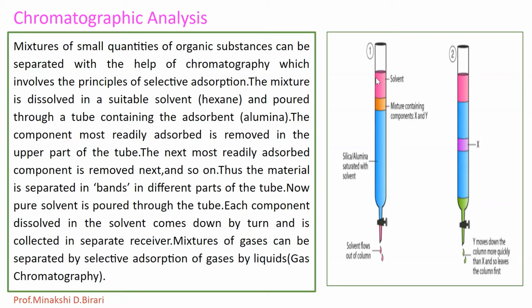Here, the mixture is dissolved in a suitable solvent, for example hexane, and poured through a tube containing adsorbent, that may be alumina. The component most readily adsorbed is removed in the upper part of the tube. The next most readily adsorbed component is removed next, and so on. Thus, the material is separated in bands in different parts of the tube. Now, pure solvent is poured through the tube. Each component dissolved in the solvent comes down in turn and is collected in a separate receiver.